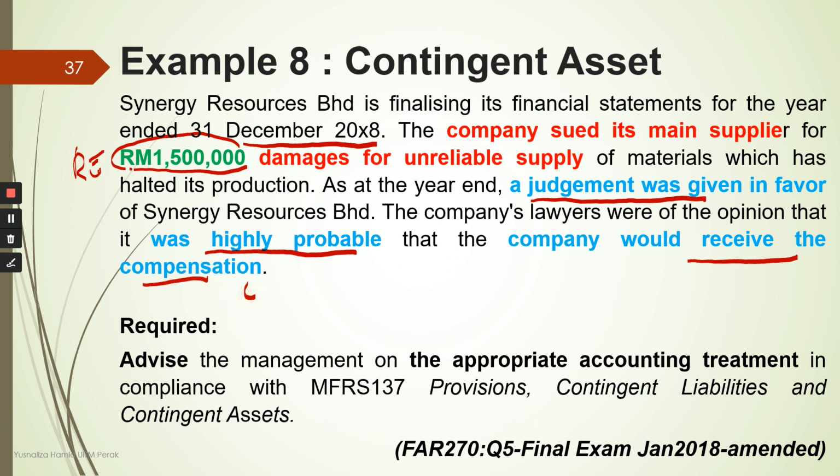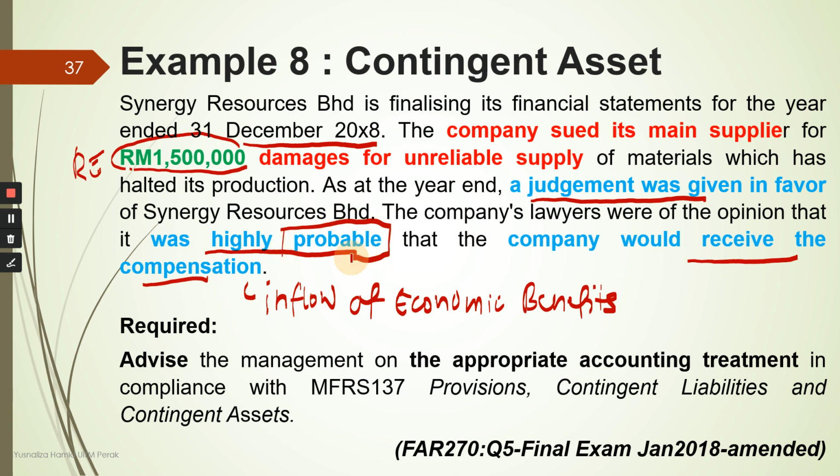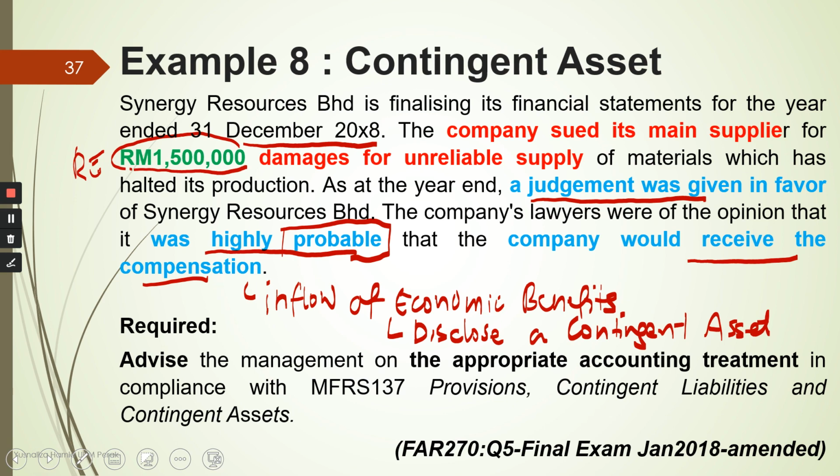The compensation received is what we consider as inflow of economic benefits. Because the economic benefits are probable, we are not going to recognize an asset here. But what we will do is disclose a contingent asset because you are asked to advise the management on the accounting treatment. So let's see the proper answer.